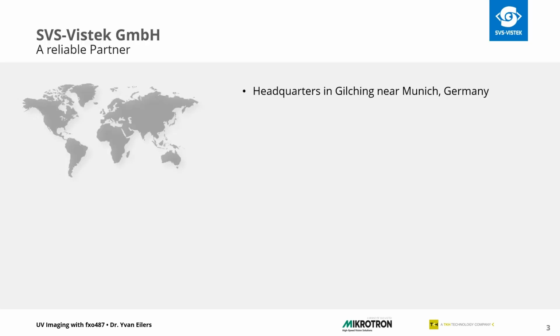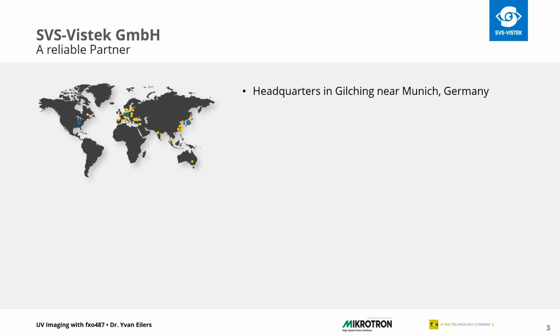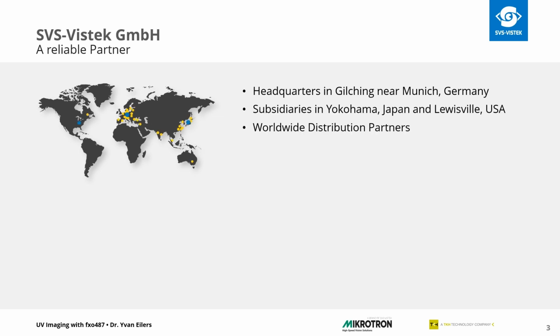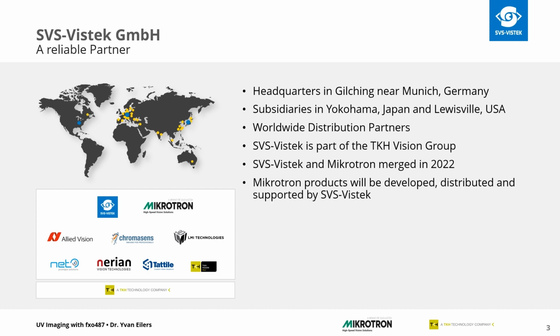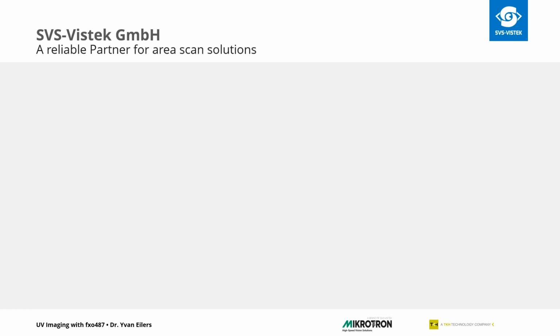SVS-Vistek is a German camera provider headquartered in Gilching, close to Munich. We have offices in Yokohama in Japan as well as in Louisville in Texas in the United States. Additionally, we have distribution partners all over the world. SVS-Vistek, which includes products from the Microtron brand, is part of the TKH Vision Group, which consists of unique machine vision players which cover a broad range of products.